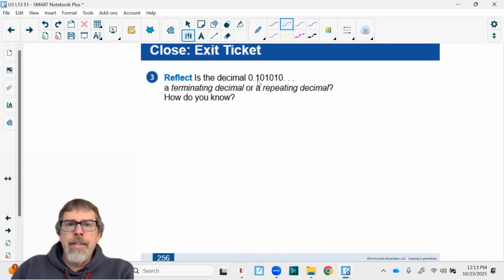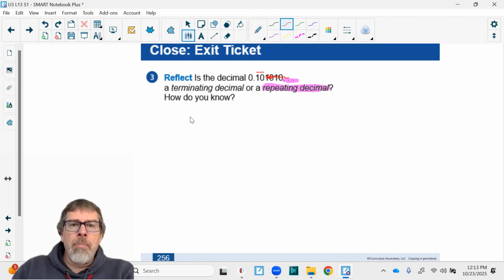So reflect, is the decimal 0.101010 repeating forever and ever and ever a terminating decimal or repeating decimal? Well, it's repeating because it has these ellipses. Okay, so it is a repeating decimal. And it says, how do you know? Well, because of these ellipses. All right, so 0.10 repeating, it's the 10 that repeats. So if I didn't write any of this, this would mean the same thing.